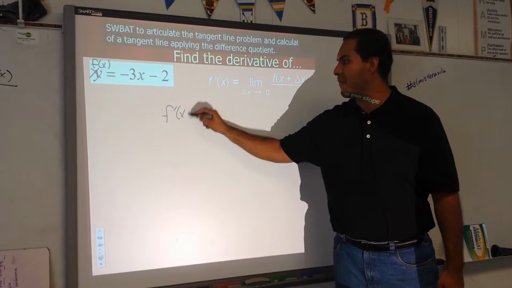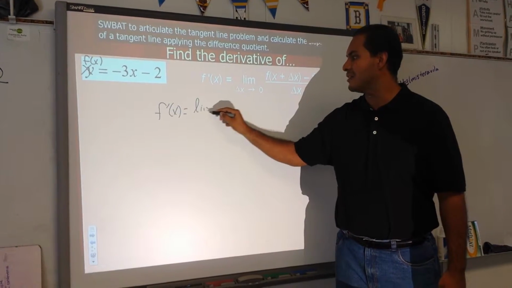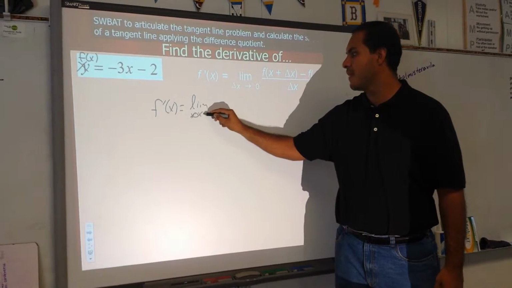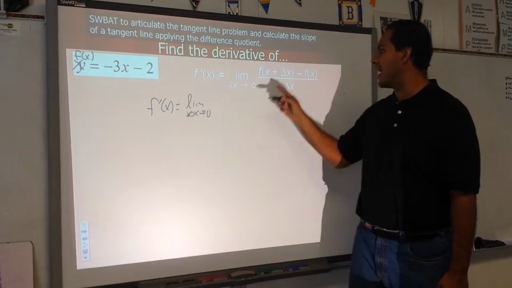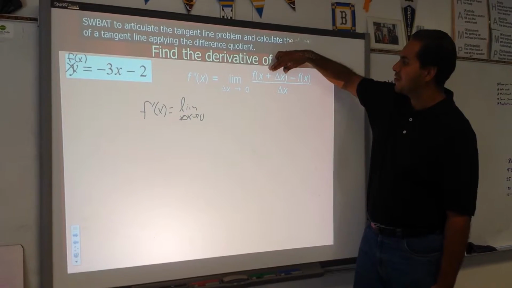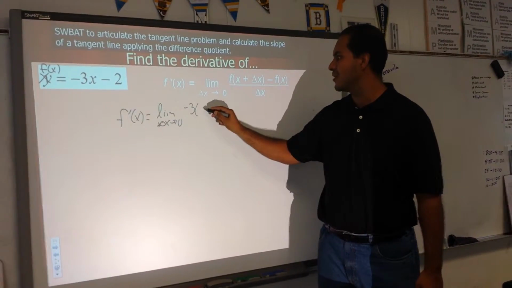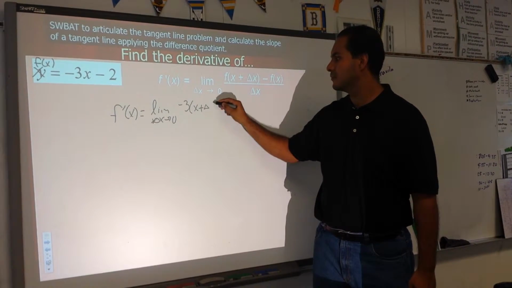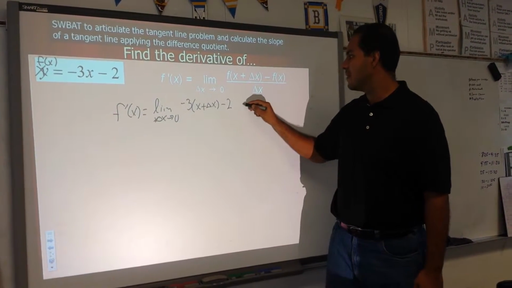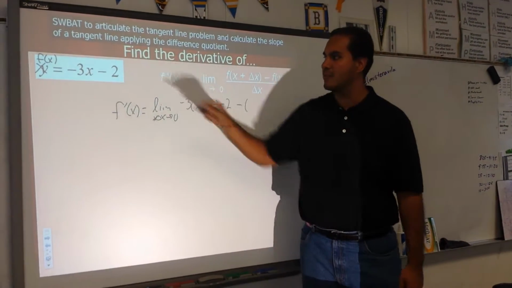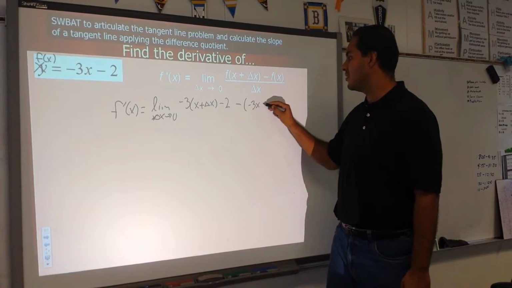The derivative, f prime of x, is going to equal the limit as delta x approaches 0 of f of x plus delta x. That means we're going to take x plus delta x, plug it into the function f. That is going to be negative 3 times x plus delta x minus 2, minus the original function f of x, which is negative 3x minus 2.